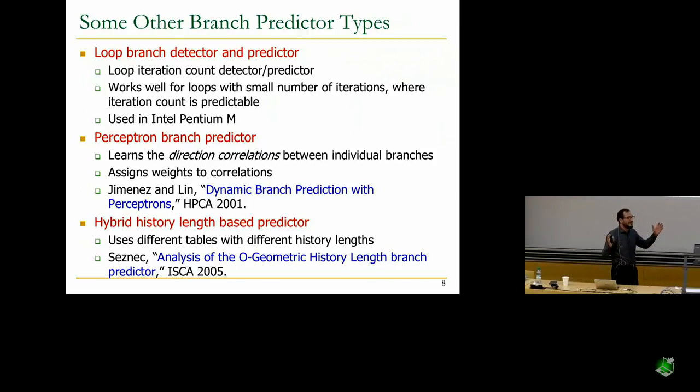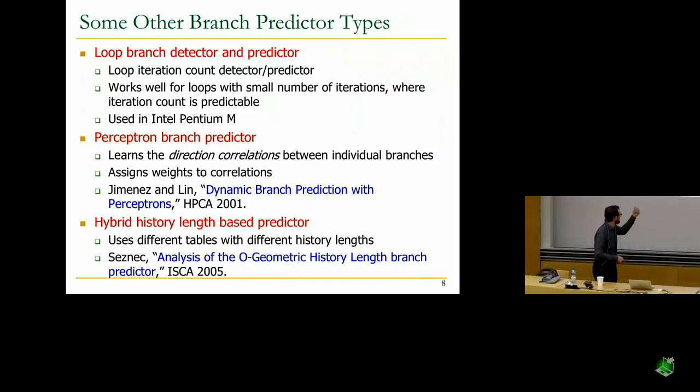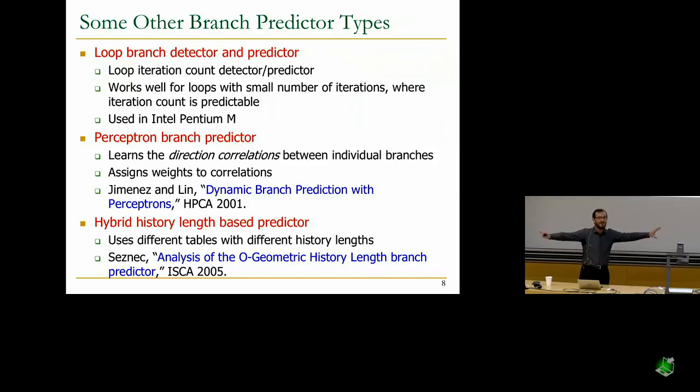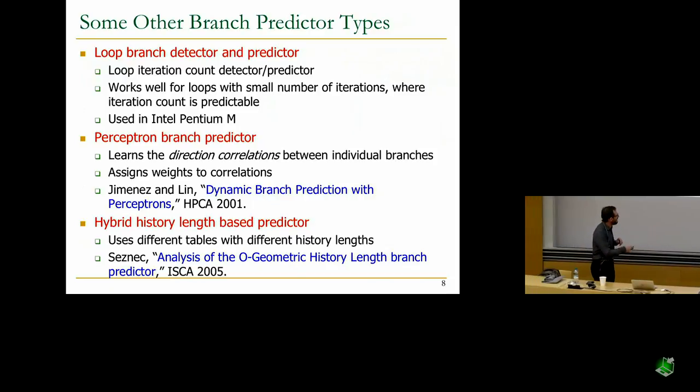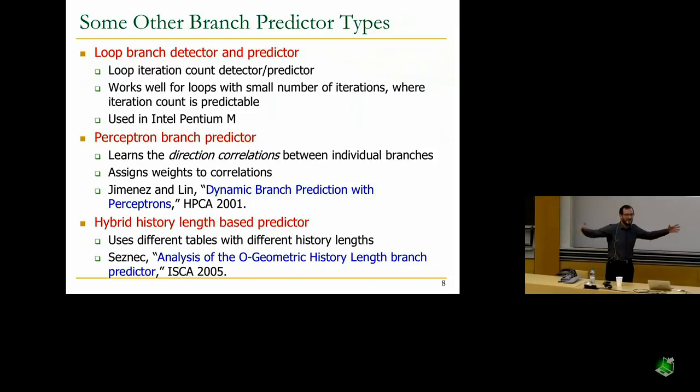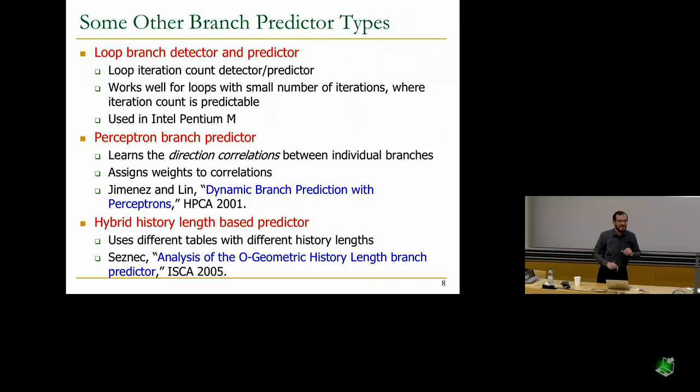You can capture the history length that the global history register can encode, but some people have found out, Andre Seznec from INRIA in France has found out, that there's benefit to having multiple tables with different history lengths. In fact, there is benefit to having geometrically increasing history lengths in the tables. That way you can predict the branches better.